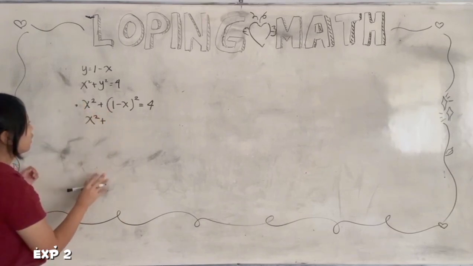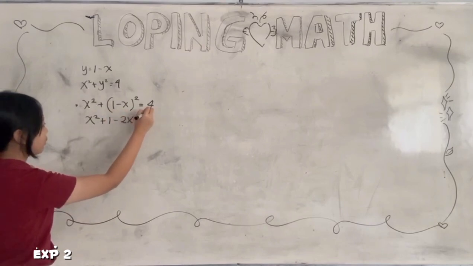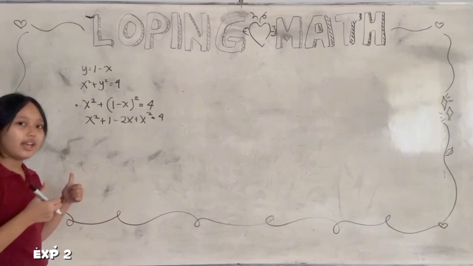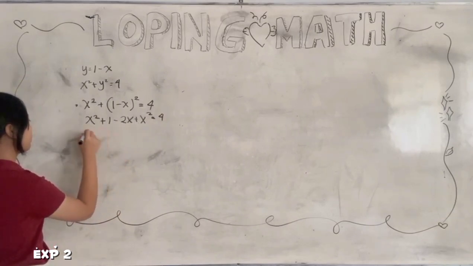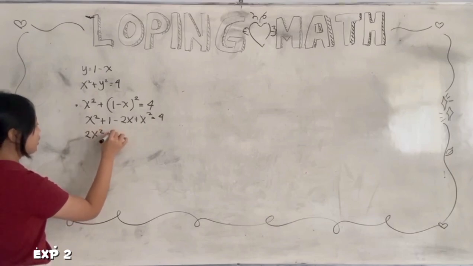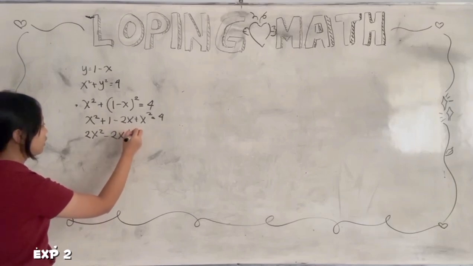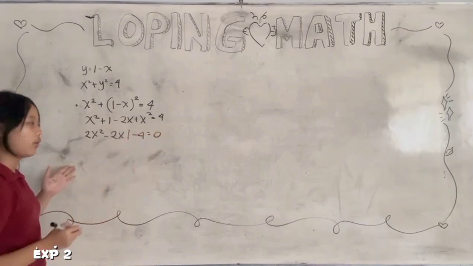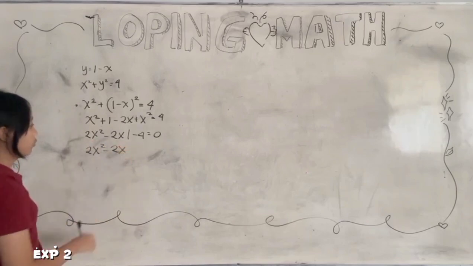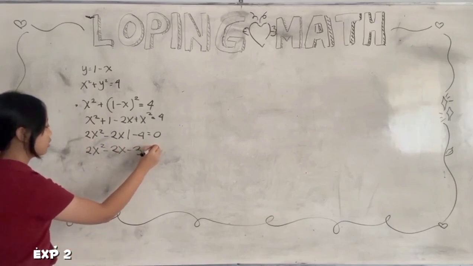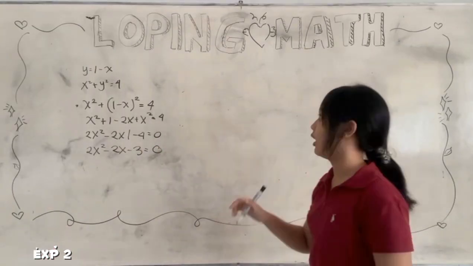x squared plus 1 minus 2x plus x squared equals 4. Then we only have to simplify this. So x squared plus x squared will be 2x squared minus 2x, and then the 4 is moved here, so 1 minus 4 equals minus 3. 2x squared minus 2x minus 3 equals 0. After we got this equation, we substitute this into the ABC formula.